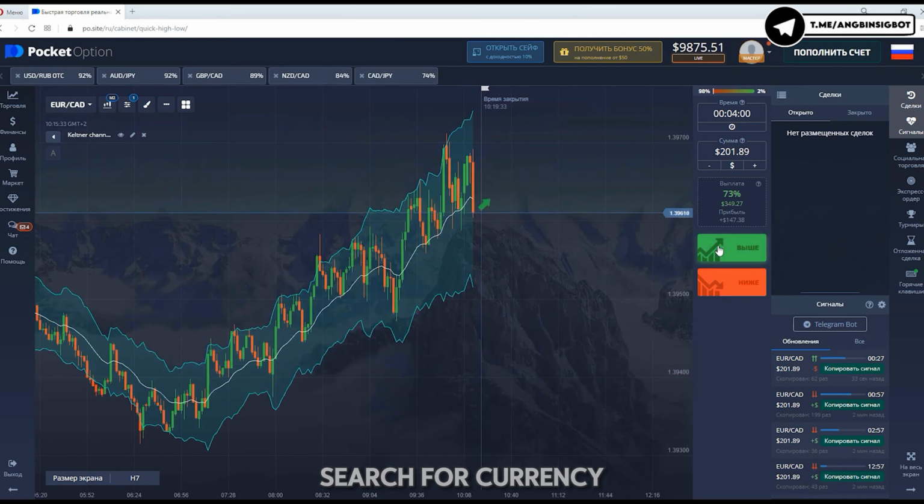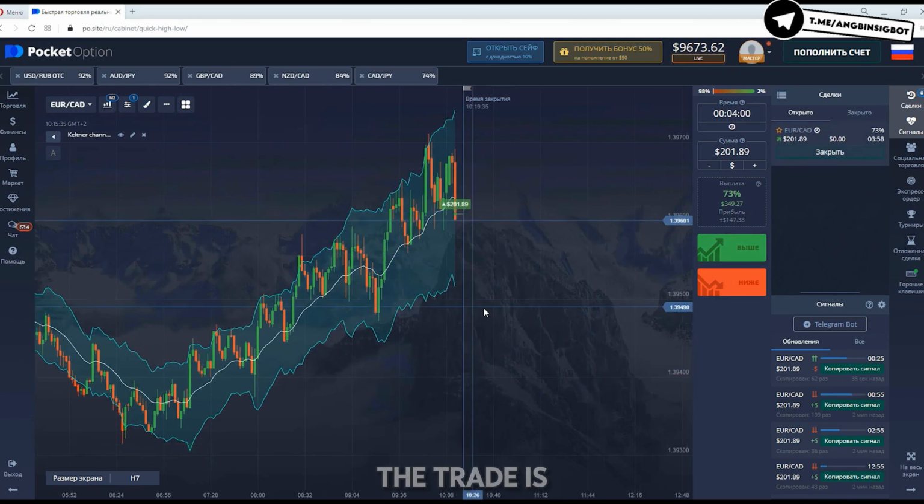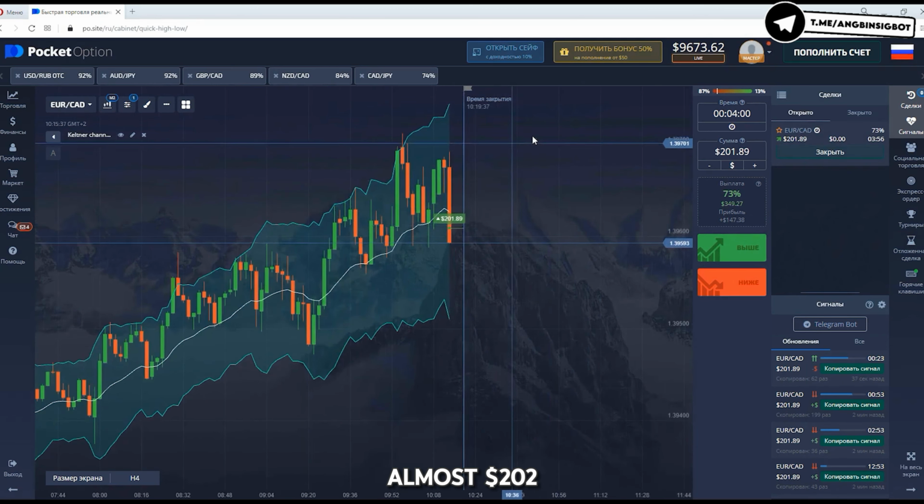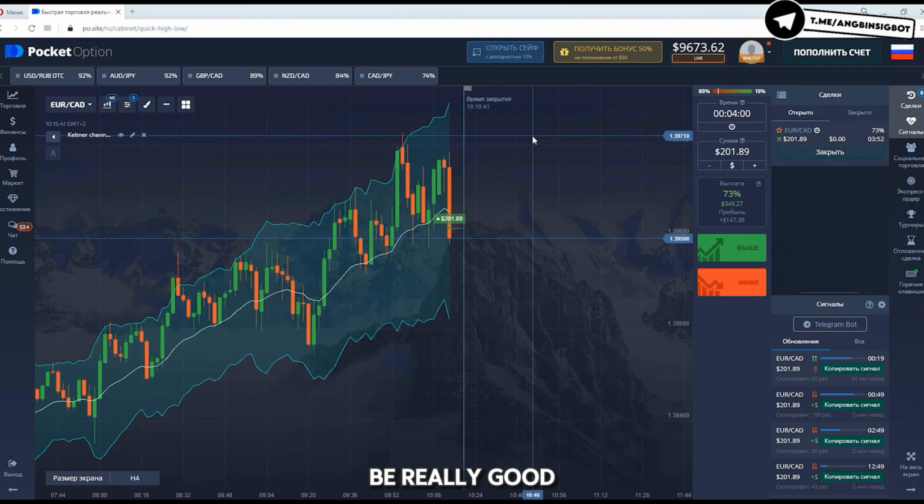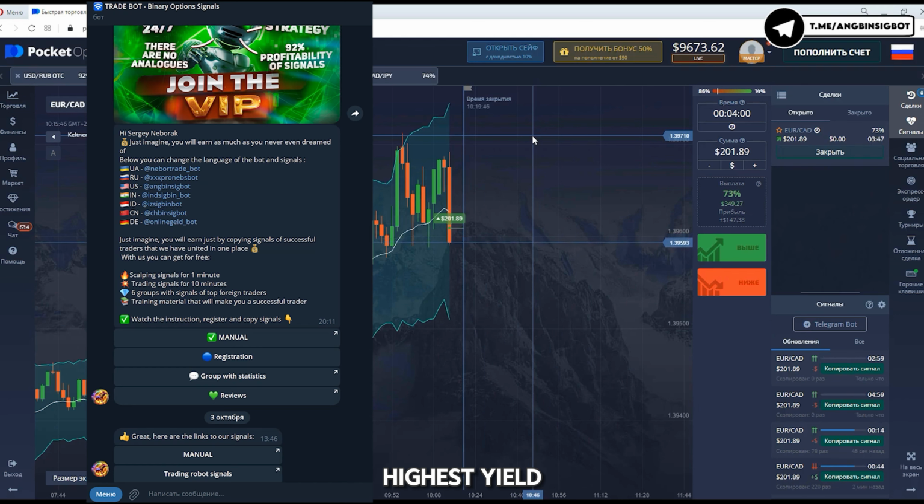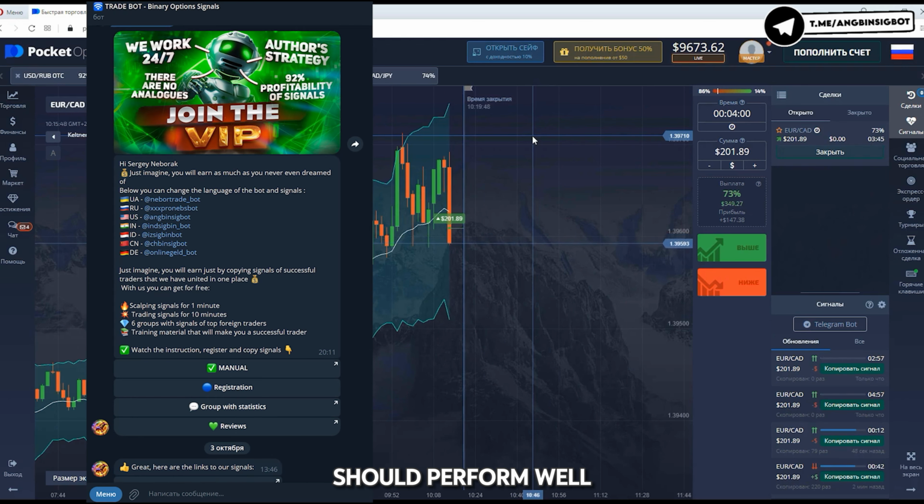Finally, the endless search for currency pairs is over. The trade is quite significant, almost $202. Therefore, the entry point needs to be really good, and I hope this is it. Unfortunately, the pair does not have the highest yield, but the signal should perform well.